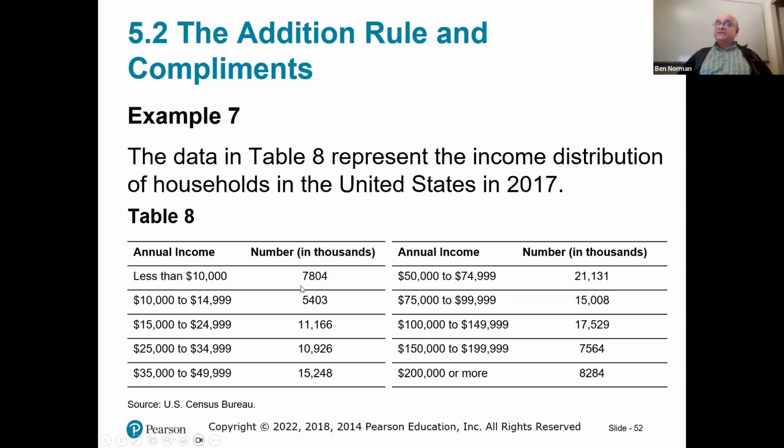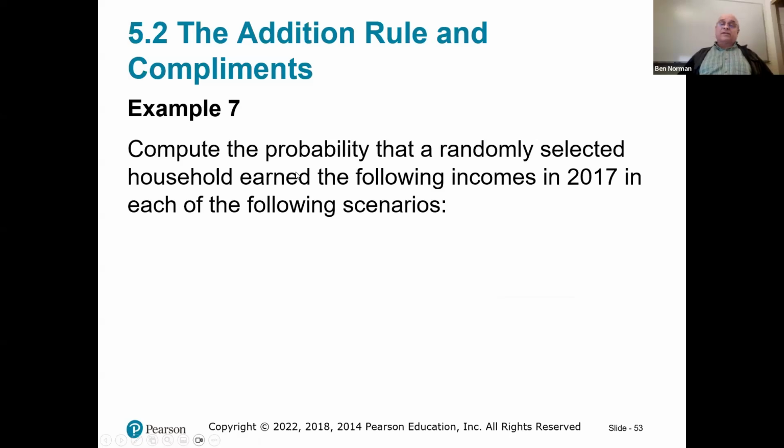So less than 10,000, there were 7,800 households; 35,000 to 49,999, 15,248 households; 200,000 or more, 8,282 households. Compute the probability that a randomly selected household earned the following incomes in 2017 in each of the following scenarios.